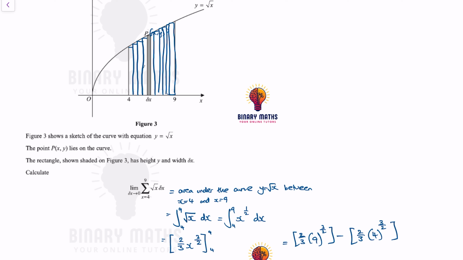minus 2 over 3 times 4 to the power of 3 over 2. Okay, when I substitute these values into my calculator, I get 18 for my first term and 16 over 3 for my second term. 18 take away 16 over 3 is the same thing as 38 over 3. So that would be my answer for the area.